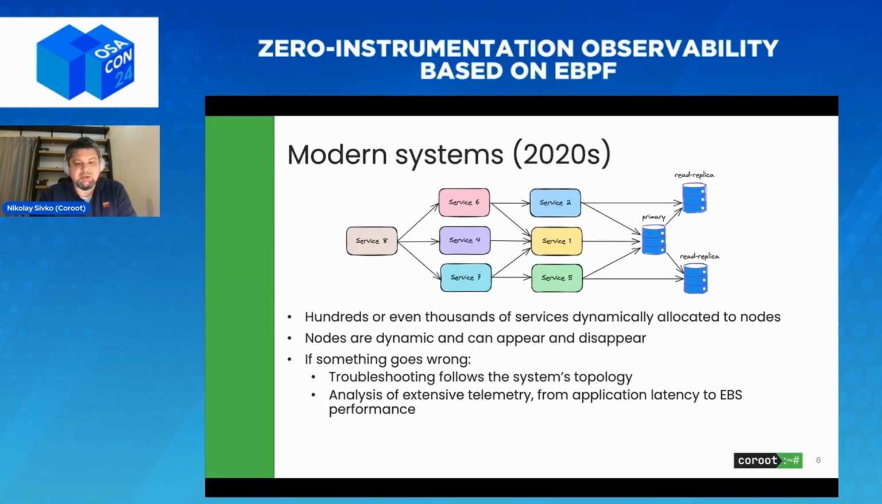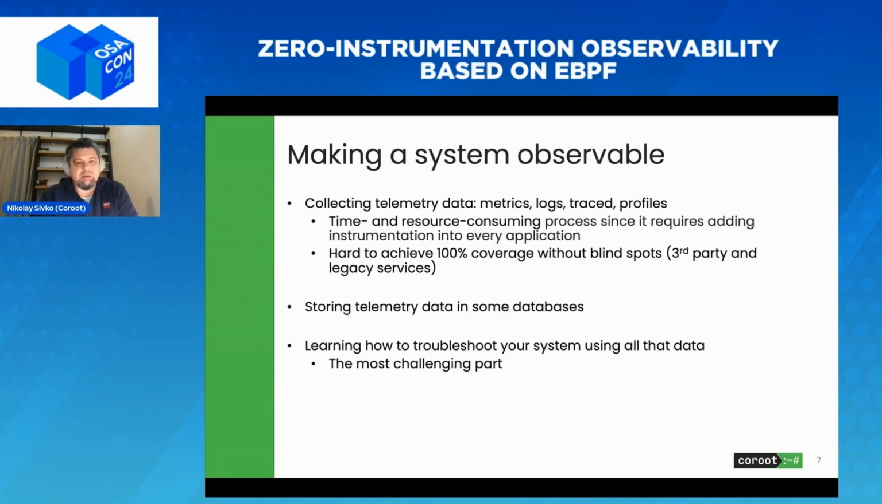Now we have microservice architectures where we can deal with hundreds or even thousands of services. They communicate with each other. Infrastructures are dynamic now. Nodes can appear and disappear. Our services are allocated to these nodes dynamically, so we cannot manage this mapping manually. It's pretty dynamic, and troubleshooting is getting more and more challenging because we should follow the system topology to understand what's happening in our request processing pipeline and how we can make our system observable.